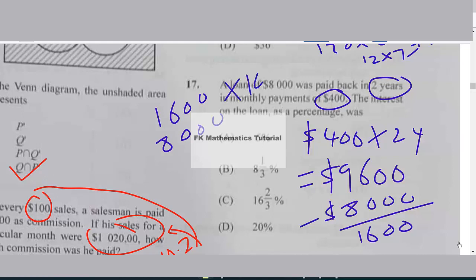So times 100%. So this will cancel this. Then 8 will go into 16 two times. Then 2 times 10 is 20. So it will be 20%.